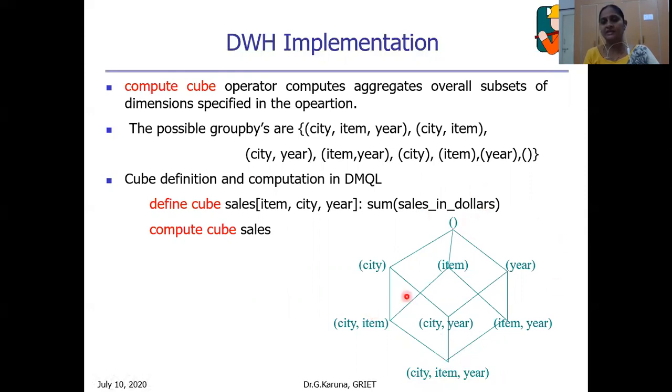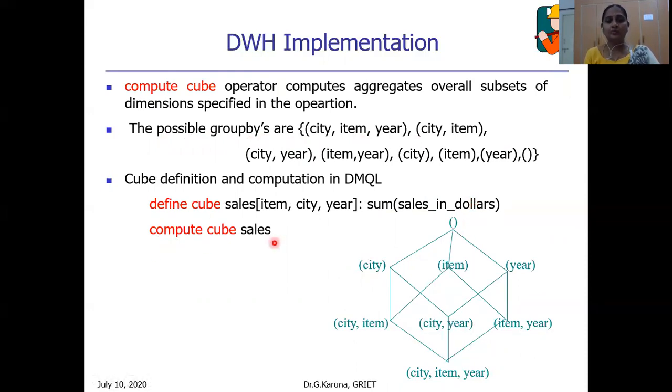I already discussed this lattice of cuboids in the last session. So form the lattice of cuboids, then calculate the possible group bys. See this one, group by city and item, group by city here. So this is the 2 dimension combination, and the 3 dimension combination. All the possible group bys are represented here, in the lattice of cuboids.